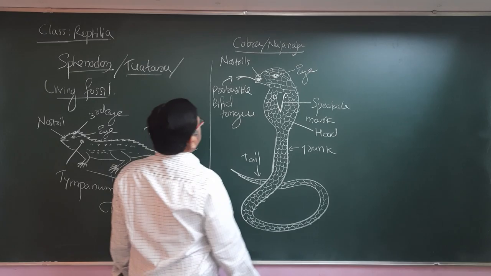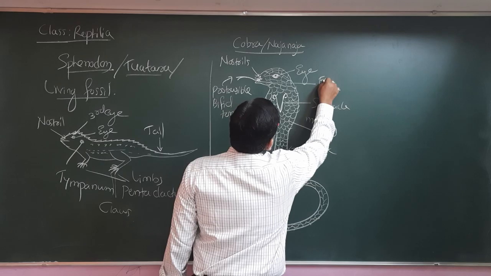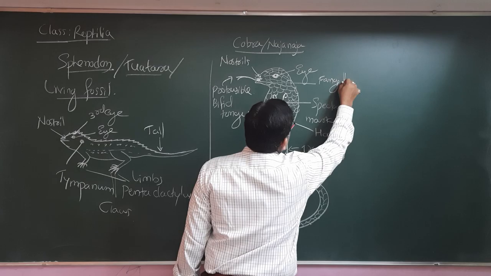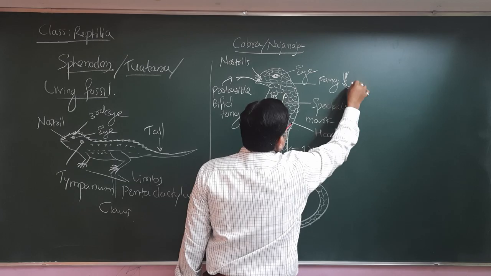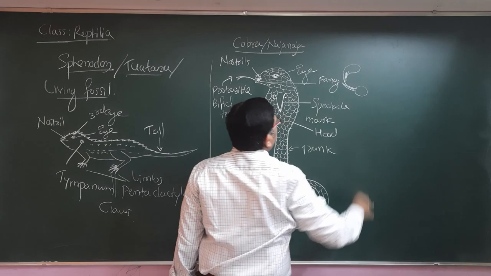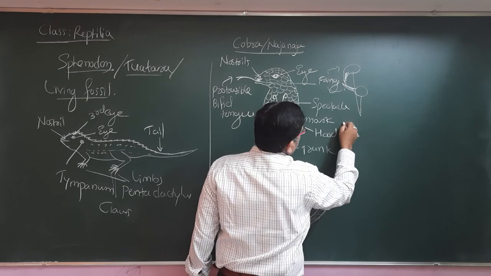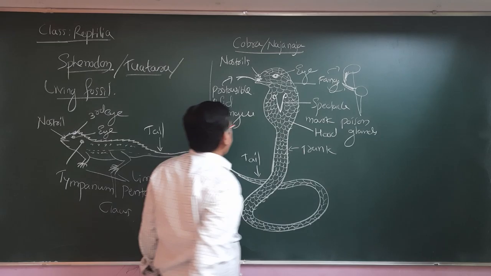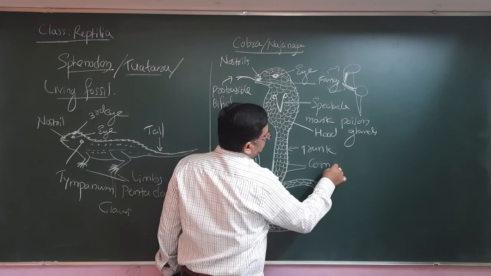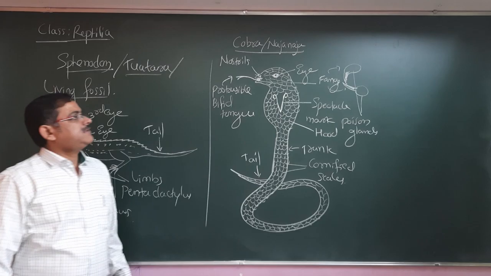Now, the fangs are modified, sharp teeth, and they are hollow by nature inside, like a canal, and they are connected with a poison gland. So poison is released very quickly as and when it bites. So these are the fangs and the poison glands. Then the trunk has cornified scales on the body.